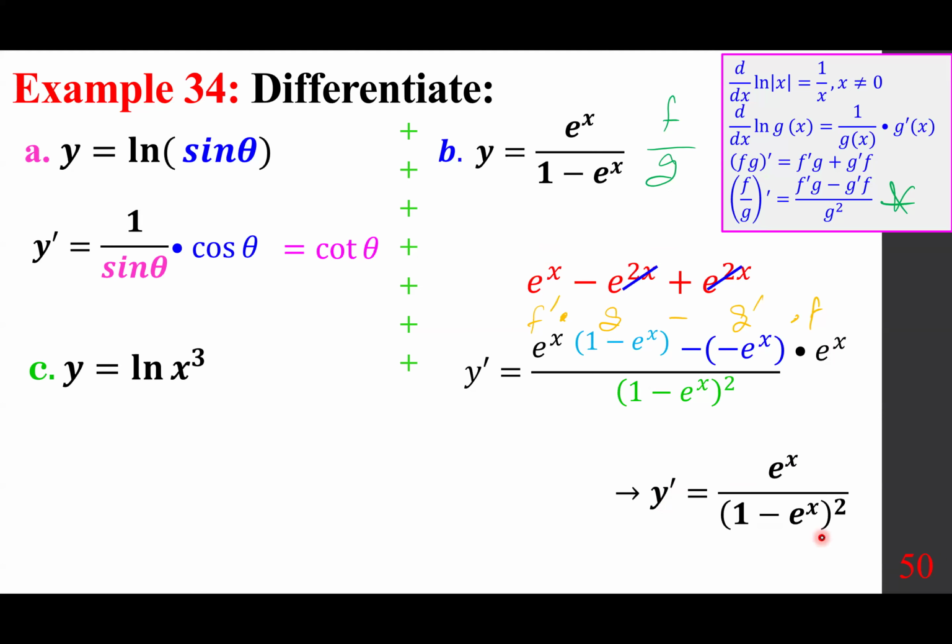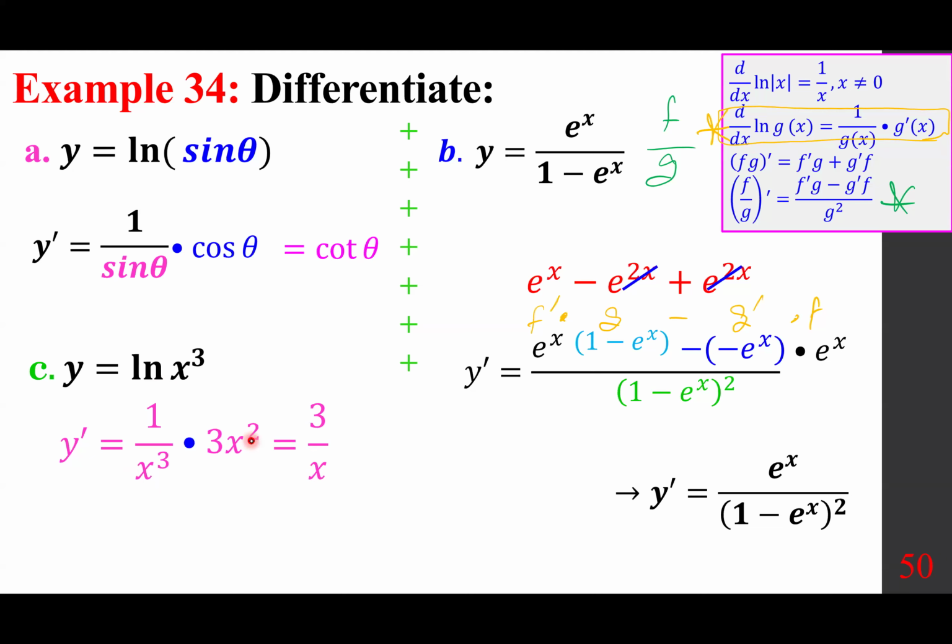y equals ln x cubed. There are two ways to do that. I'm going to look at it both ways. First, just imagine this is g of x, and again, we are using this one. So flip it over. 1 over x cubed. 1 over g of x. Then g prime of x, the derivative is 3x squared. And obviously this will have a final answer of 3 over x. And we're done.